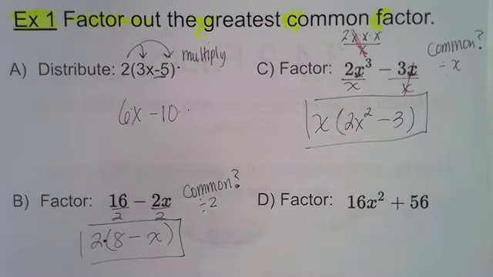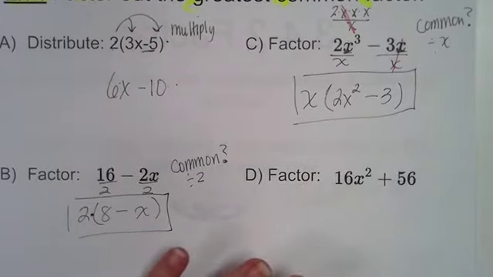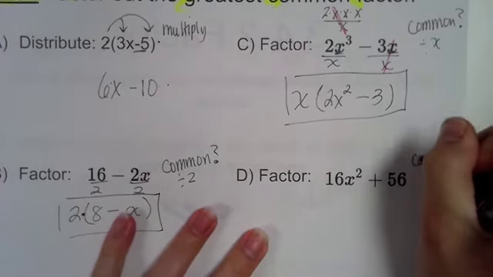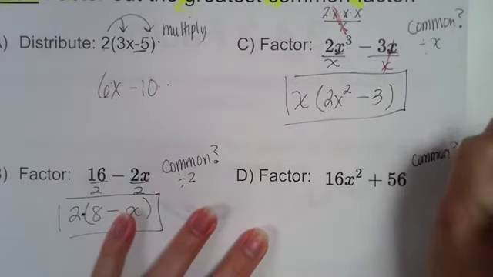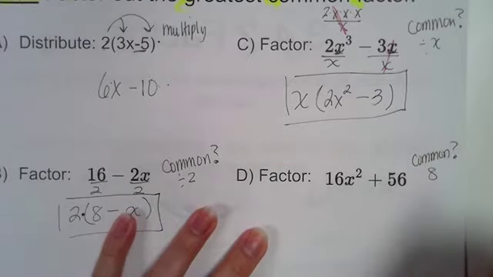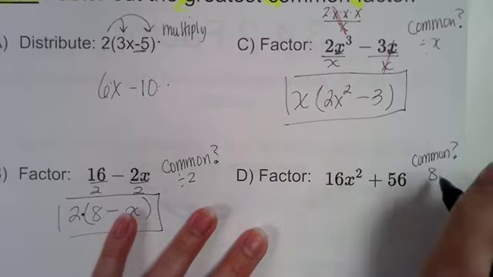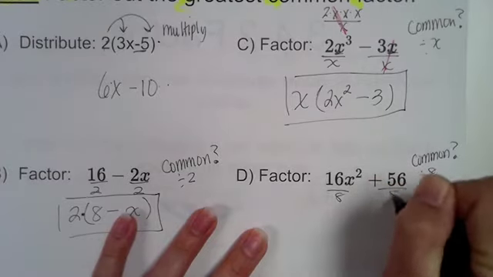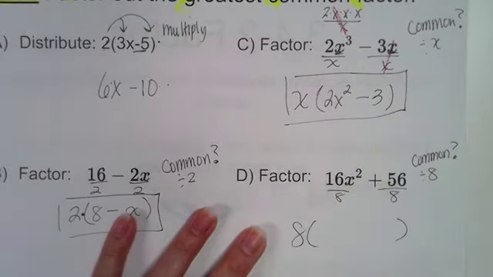Okay. Last one here. Factor 16x squared plus 56. What do they have in common? 8. 8? Okay. Did anyone think anything else? I thought 2. Yeah, right? 2 is true. But is it the greatest common factor? No, it is a common factor, but it's not the biggest. Okay. So 8. So again, we can divide each of these by 8 and pull that 8 out in front.